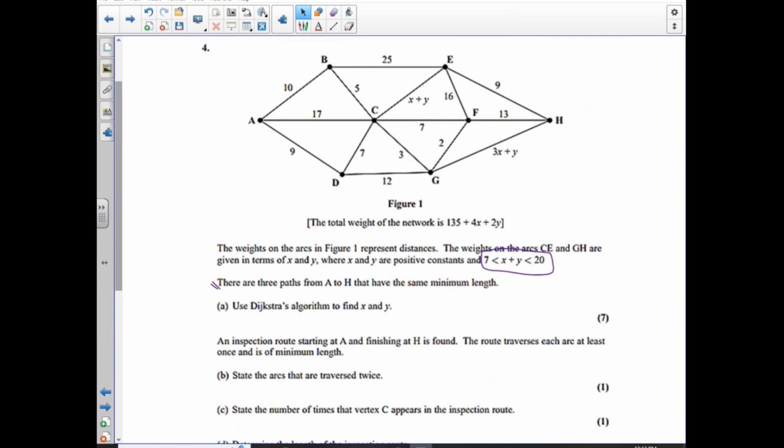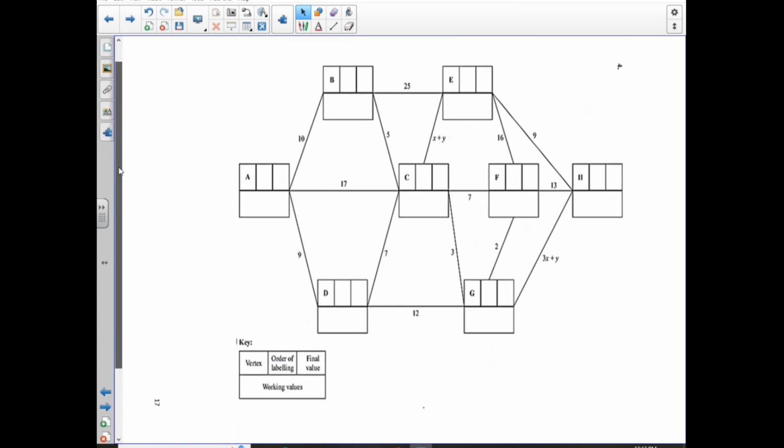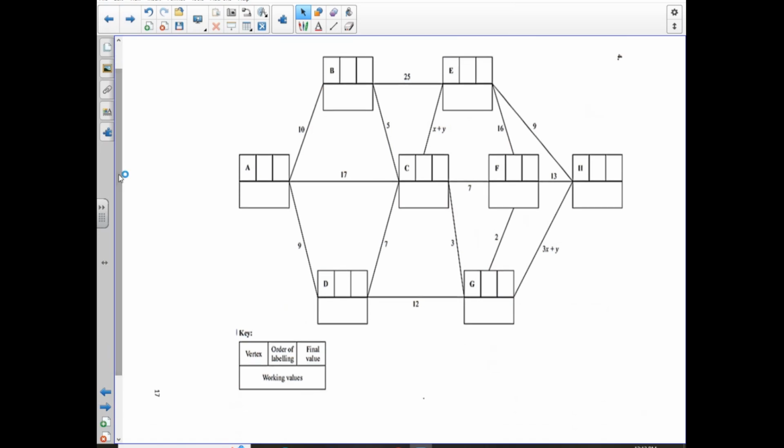So let's do Dijkstra's algorithm and see where this is going to take us. You get given this in the exam. It gives you a little key down here telling you what everything is. So vertex, order of labeling, final value, working values. Working values is another way of saying temporary labels. We're going from A to H. So in A, label that up with a 1 and a 0. All the nodes connected up to A, put something in their temporary values.